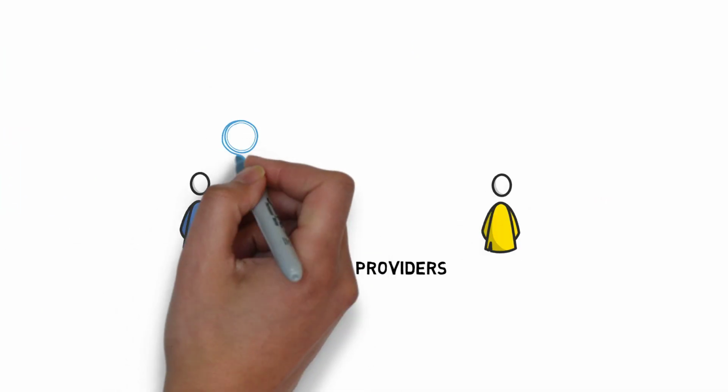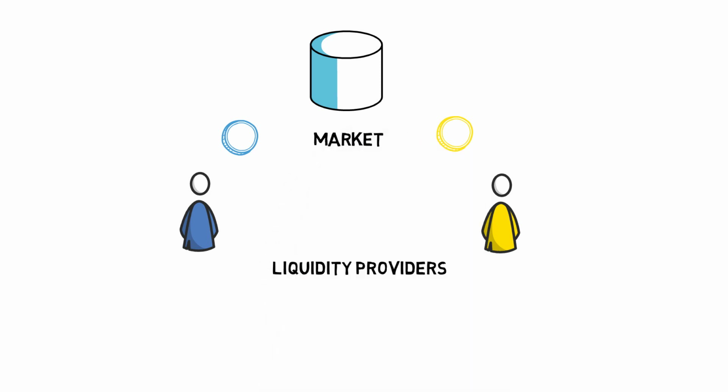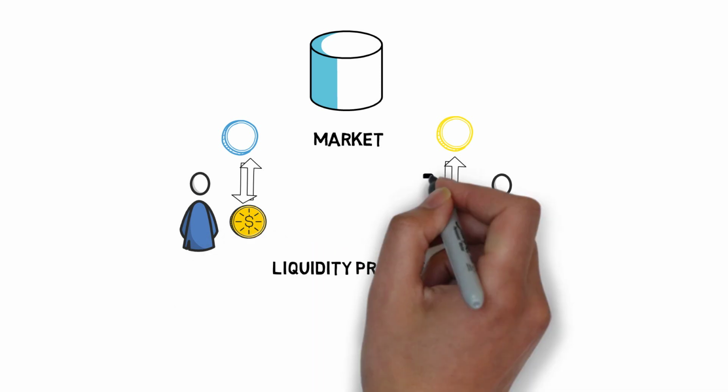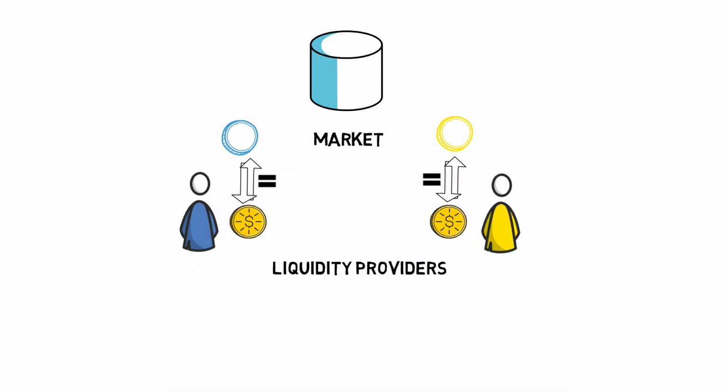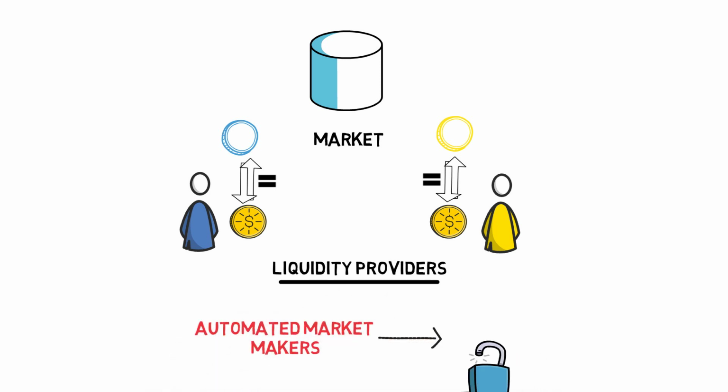Users called liquidity providers add an equal value of 2 tokens in a pool to create a market. In exchange for providing their funds, they earn trading fees from the trades that happen in their pool, proportional to their share of the total liquidity. As anyone can be a liquidity provider, AMMs have made market making more accessible.